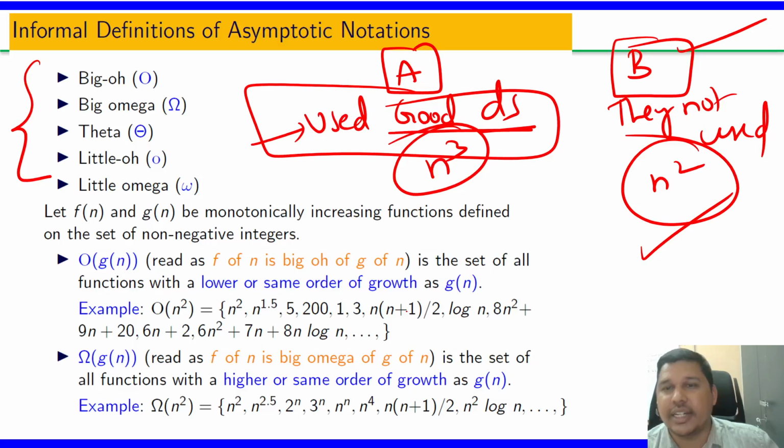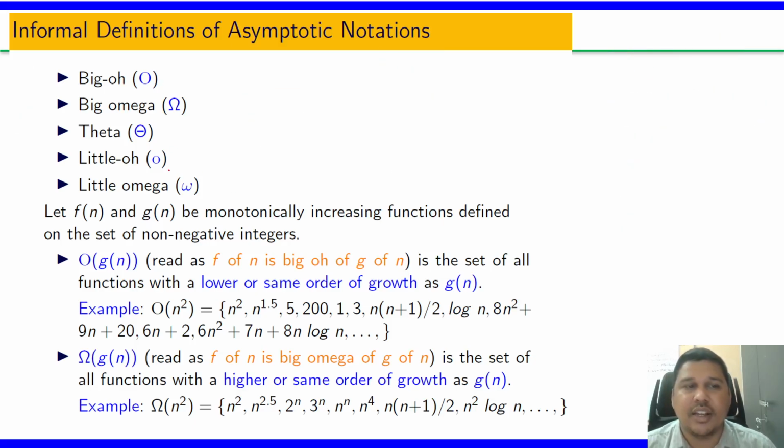To avoid this confusion, the same n cube, n square, we will represent them in different notations. These are the 5 different notations: big O, omega, theta, little o, and little omega. These are used for us to find out the order of growth.